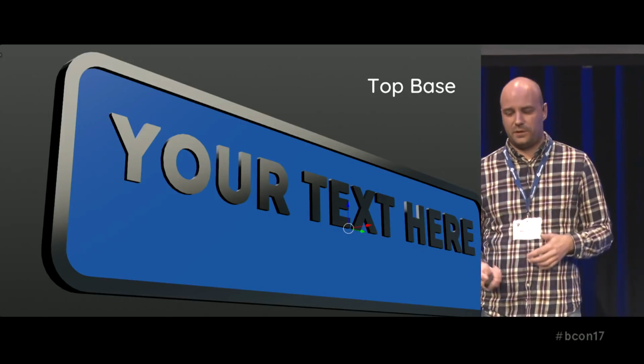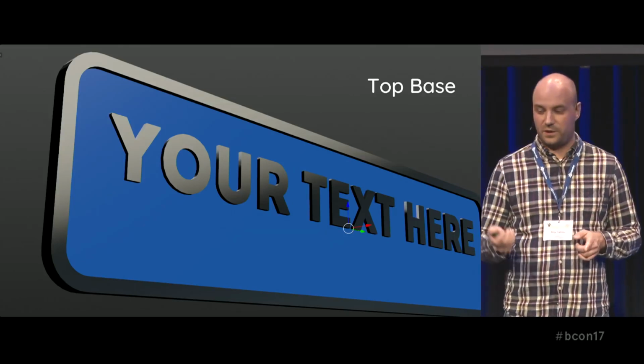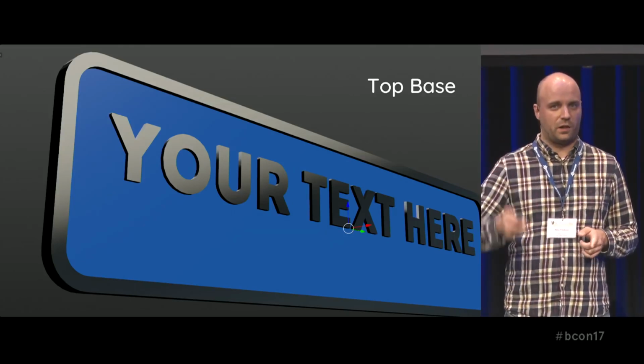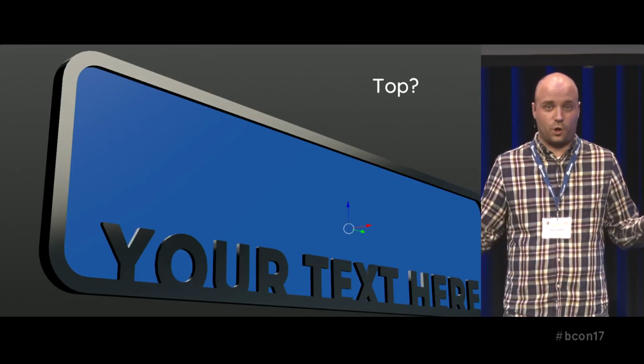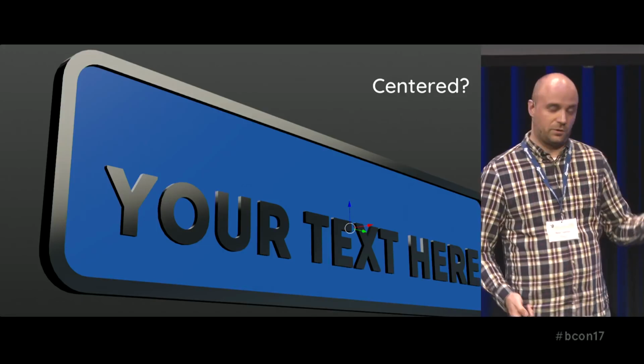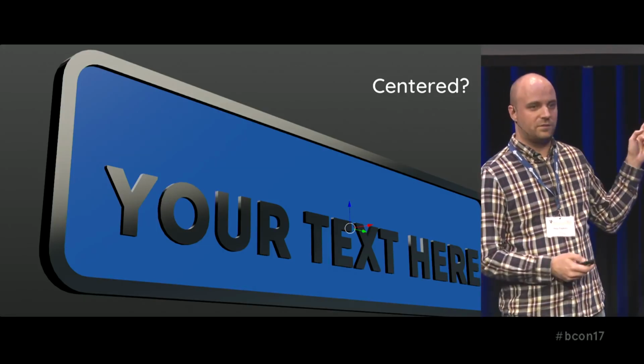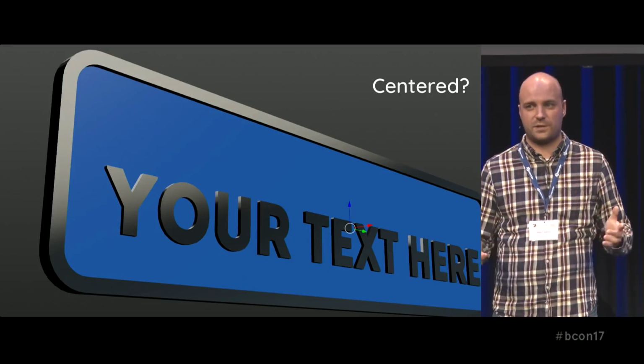Alignment is horrible in Blender. Left, right, and centered is fine, it works as expected, but this is top-based vertical alignment. This is top base. This is top. It's not a top, it's all the way down there. And this is centered. You can see where the origin is. That's not a center. I tried a lot of variations, and it just doesn't work.